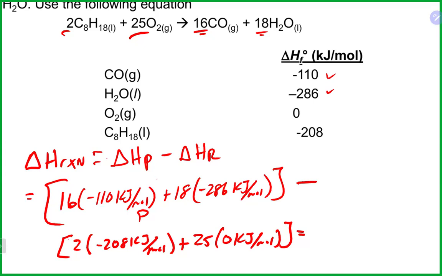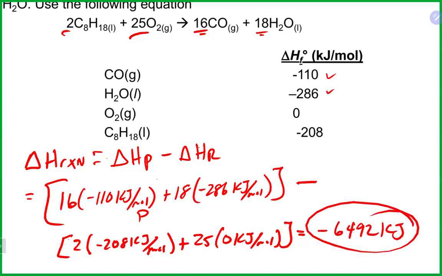And it looks like minus negative 6492 kilojoules. And once again, this will be exothermic, right? As we have a negative value here. Any questions on how to calculate delta H from just a reaction?